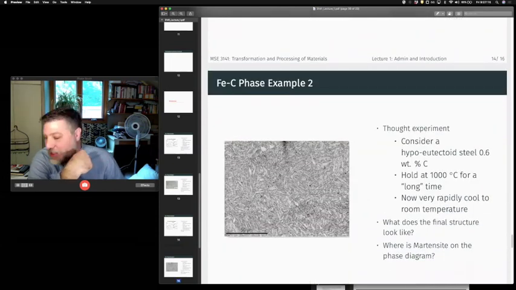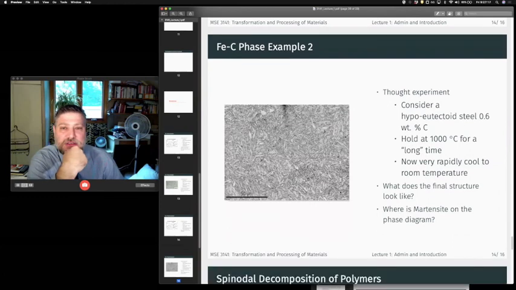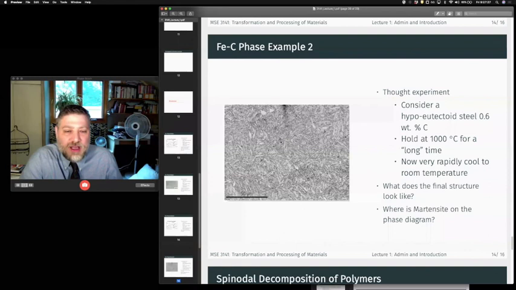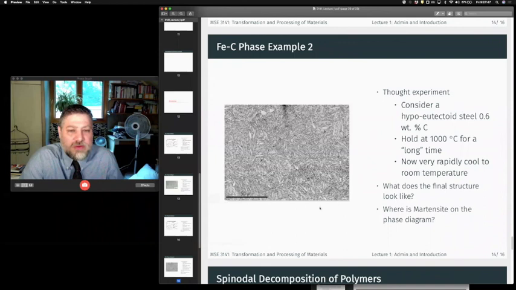Almost all engineering structures that we use, whether we're talking about metals or ceramics or polymers, most of the time we're reliant on metastable phases for the properties and performance of interest. We need to find ways of locking in metastable structures, like say this martensite, and then modifying them so that we get the properties we want.